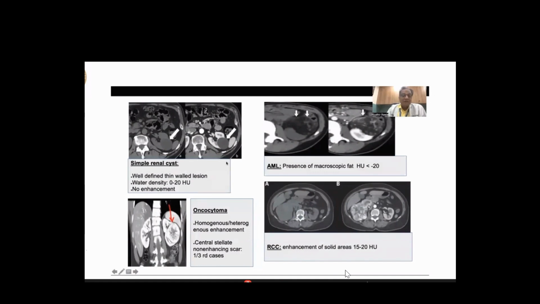Simple cyst on CT scan looks like this. You can see the well-defined, well-marginated mass, with homogeneous and heterogeneous enhancement. These are suggestive of oncocytoma. There is a central, non-enhancing scar. In one-third of cases, these will be oncocytoma. Then there is the presence of macroscopic fat. These are classical angiomyolipoma, and this is the enhanced solid mass. This is classical of RCC.